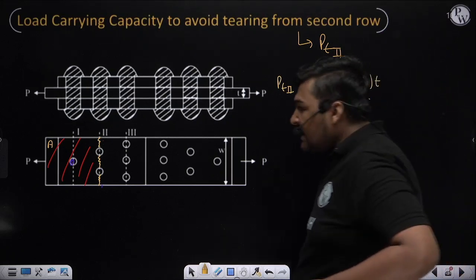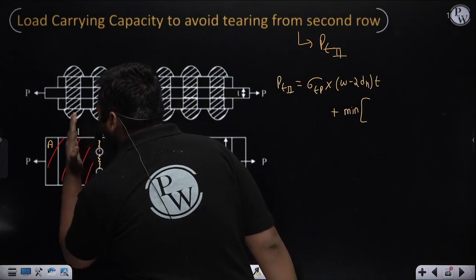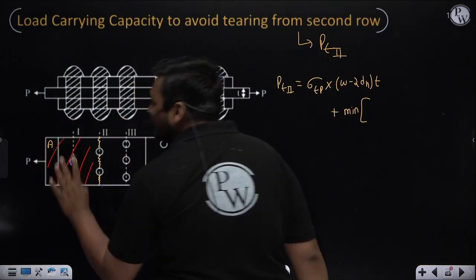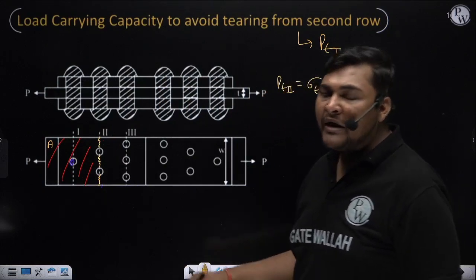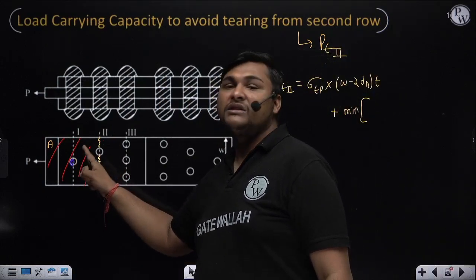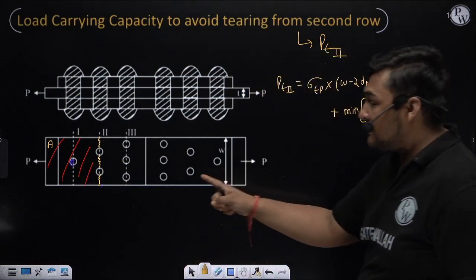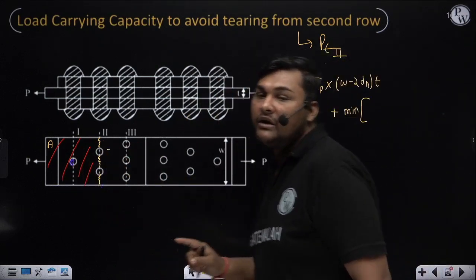minimum of shearing or crushing of rivet which is coming in this side of plate A, and in this region only one rivet is coming. So we have to calculate minimum value of shearing or crushing of this rivet. So suppose first I am writing to avoid shearing of this rivet, and only one rivet is coming in this side. So how to write?